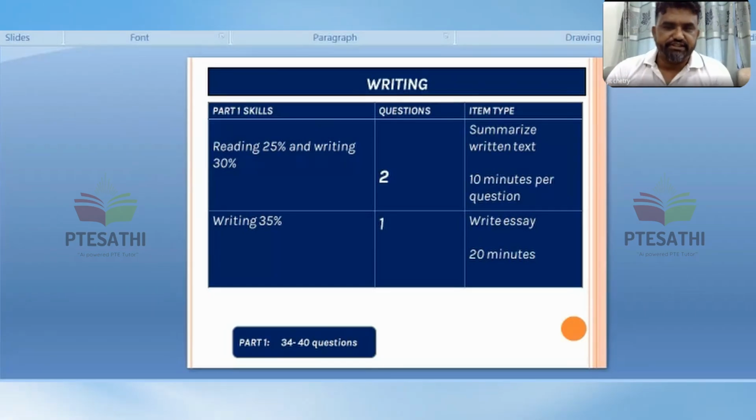Likewise, essay writing, which used to give 15 points in the past, will now contribute 35% to your writing score. And we don't have any ifs and buts. We'll get only one essay. And within 20 minutes, we have to write a minimum of 200 words. So 35%, and you have to write according to the question.